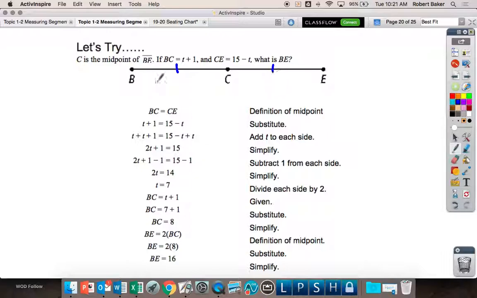It says that BC is t plus 1. I'm going to change that to an x. And it says that CE is 15 minus t. I'm going to change that to an x as well. Now, you guys have been learning the same thing over and over again, that the first part plus the second part equals the whole thing, right? Could you use that math here? The first part plus the second part equals the whole thing. Could you do that? No, because I have no idea how long the whole thing is.